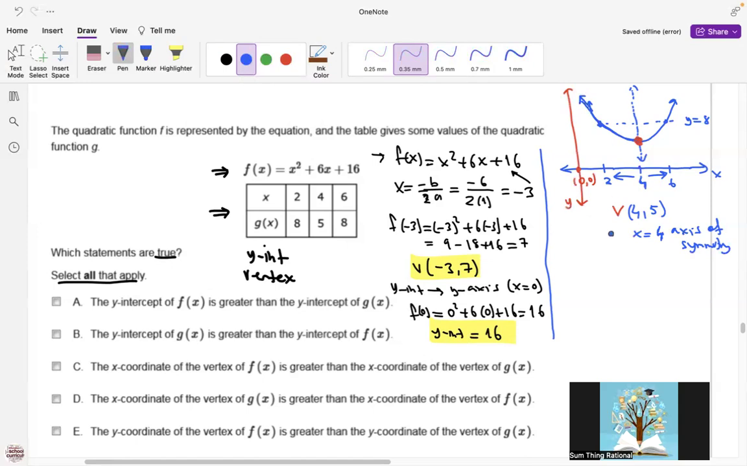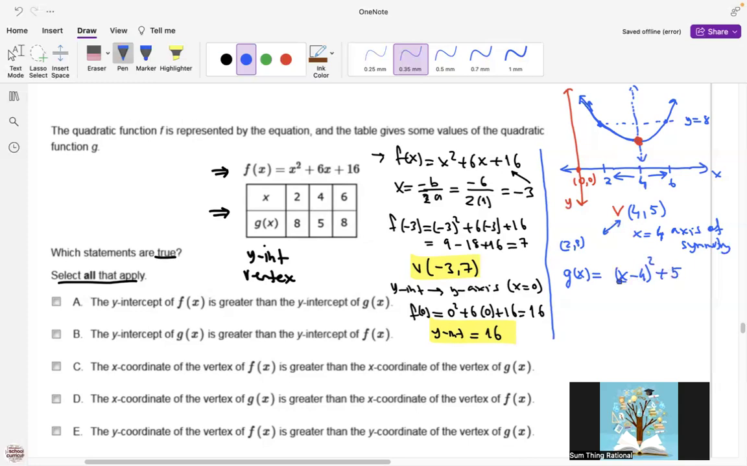So as you see here, I know some points on the function: 2 comma 8 is on the function, as 4 comma 5 is on the function. So by using the vertex form, I want to generate my g of x, okay? g of x is equal to a times (x minus 4) whole square, plus 5.